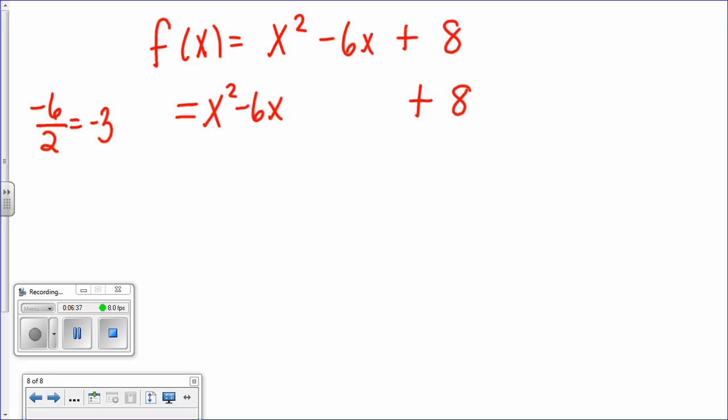Everybody agree with me on that one? Okay, so now I'm going to square it. Square that B over 2. (−3)² is 9.